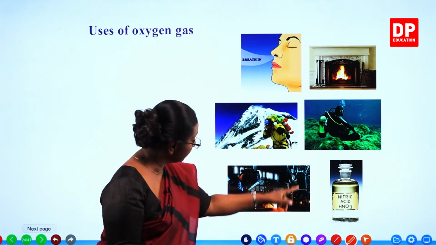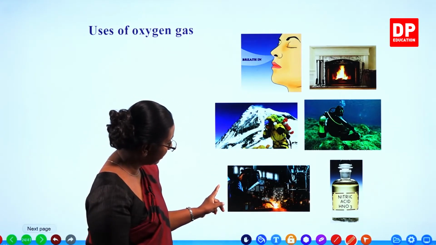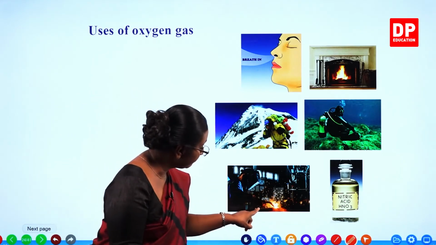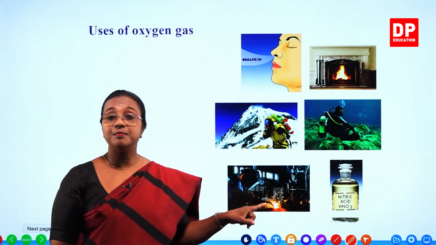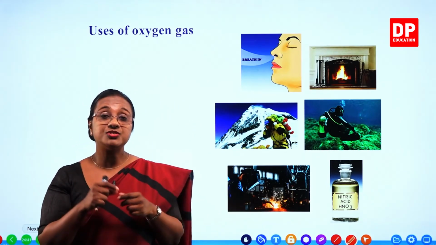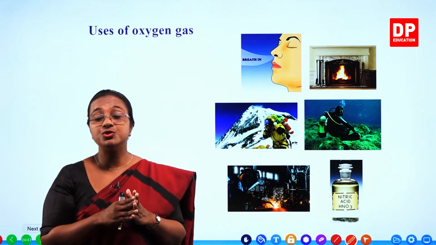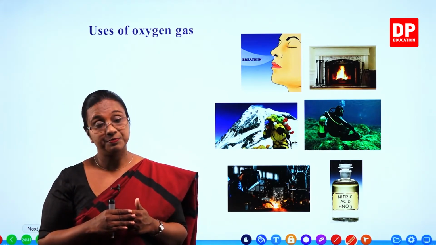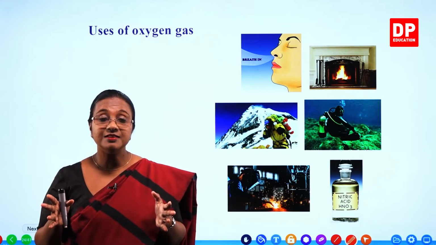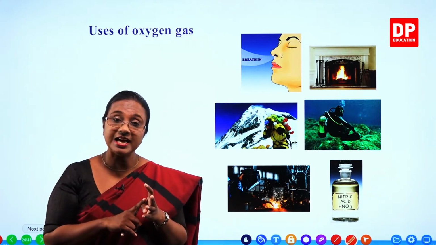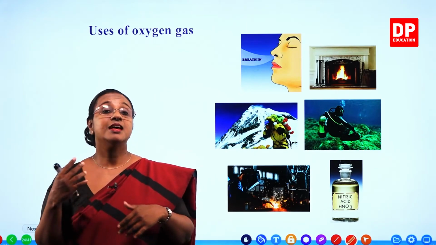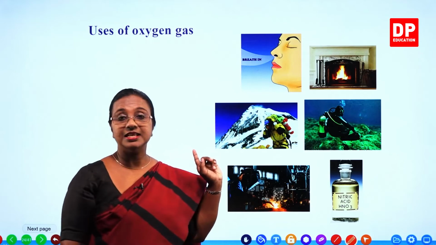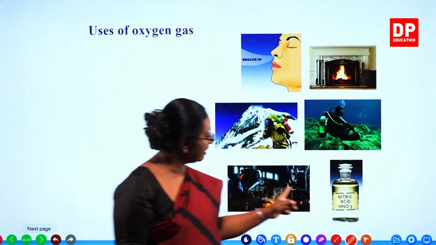Then we have this. You would have seen this happening, welding process. For welding, to get this flame, the bright flame with high temperature so that the iron or steel can melt and can be fused together, we use oxyacetylene flame. So, when we say oxyacetylene flame, there is oxygen gas and acetylene gas mixed together, and that gives rise to this oxyacetylene flame.